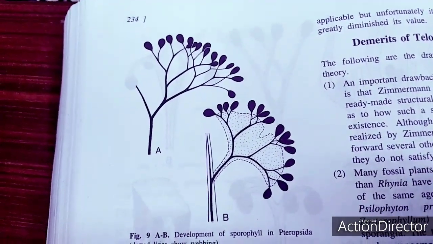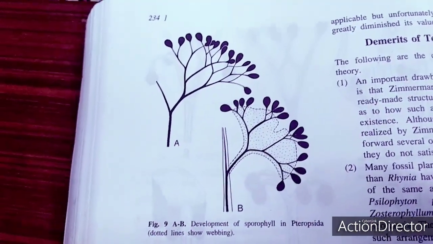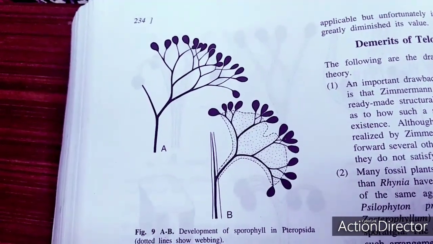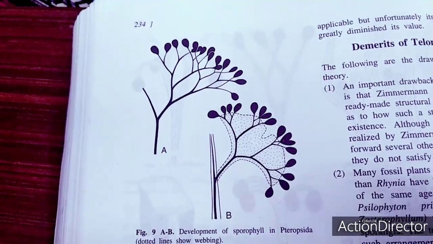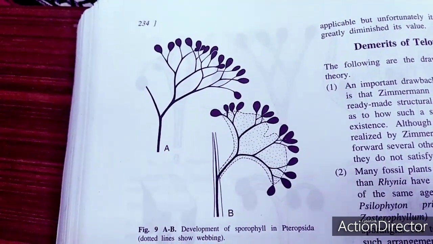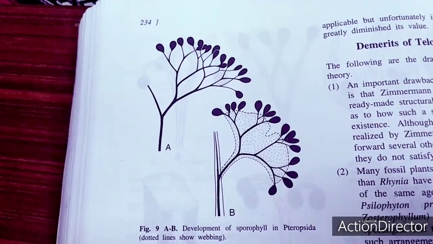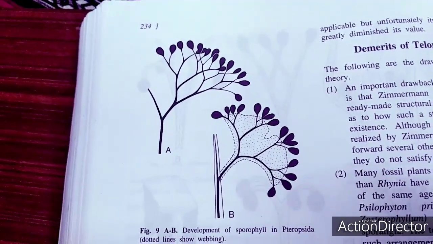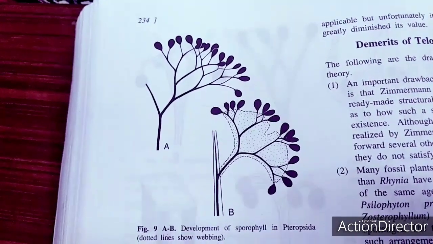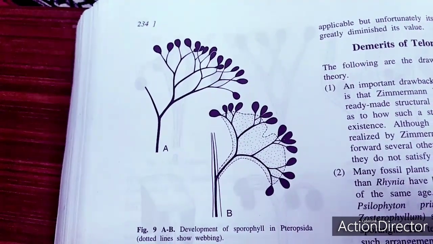So this diagram clearly says that in the first process, overtopping of sterile as well as fertile has taken place, and this is forming the pinnate sporophyll. And in the second one, the lateral fusion and webbing has taken place, and this is the development of pinnate sporophyll with marginal sporangia. And in the third one, the third step is the incurvation, resulting in the shifting of sporangia from marginal to the lower superficial position.